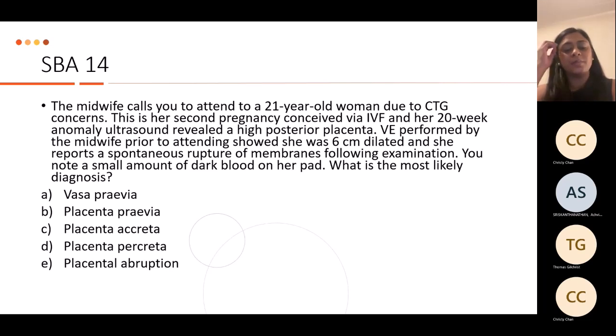So we'll move on to the next one. So midwife calls you about a 21-year-old who's got CTG concerns. It's her second pregnancy via IVF. Her 20-week anomaly ultrasound revealed a high posterior placenta. A VE was performed by the midwife prior to attending. She was 6 centimeters dilated and she had a spontaneous rupture of membranes following this examination. You note a small amount of dark blood on her pad. What is the most likely diagnosis? I'll give you another 5 seconds because hopefully this one's fairly clear from my explanation of the previous answer.